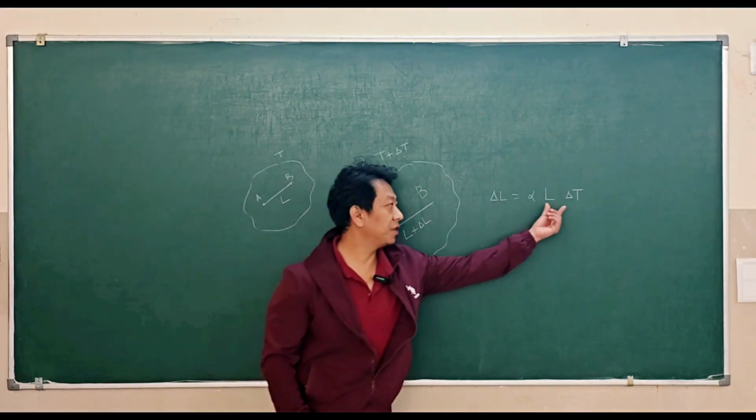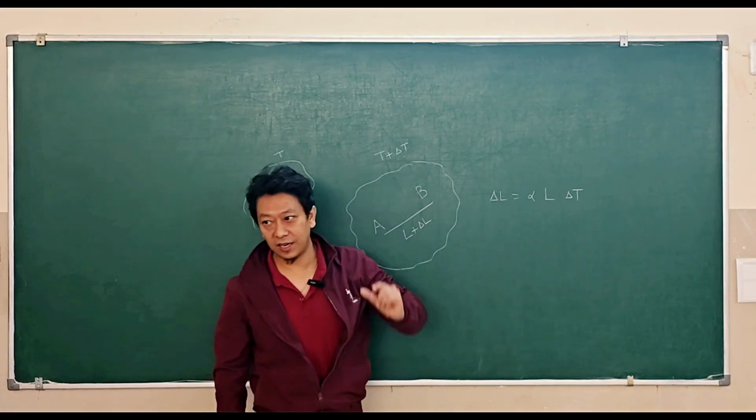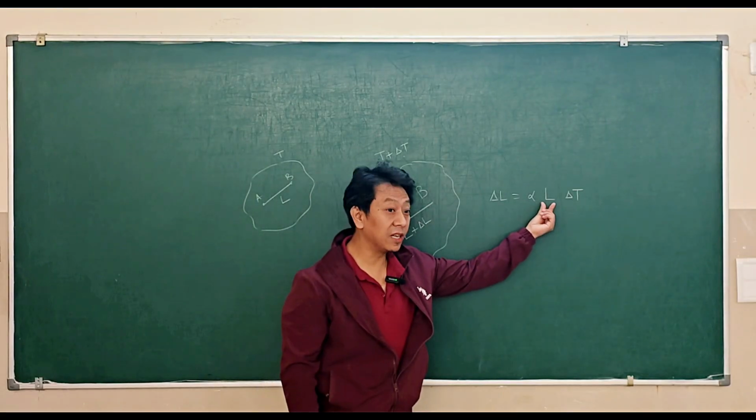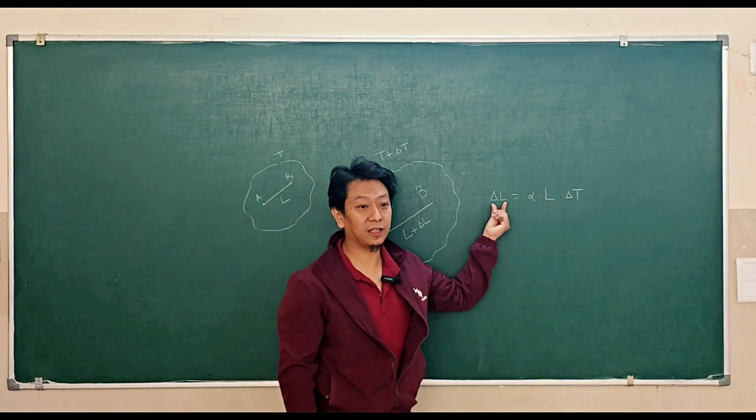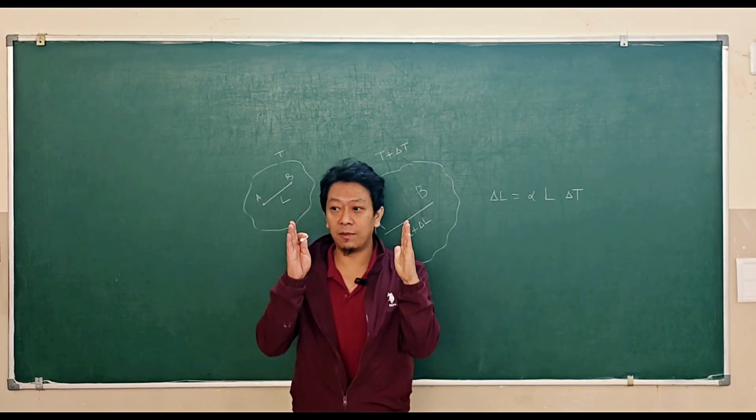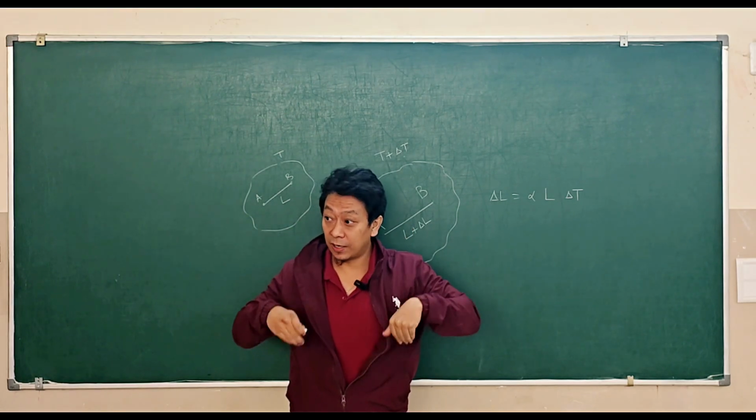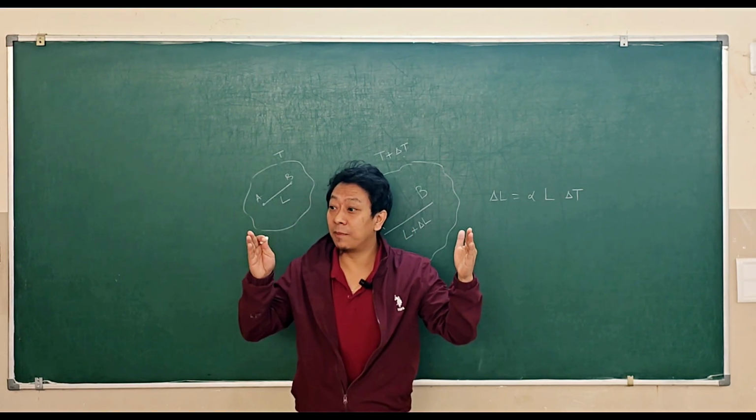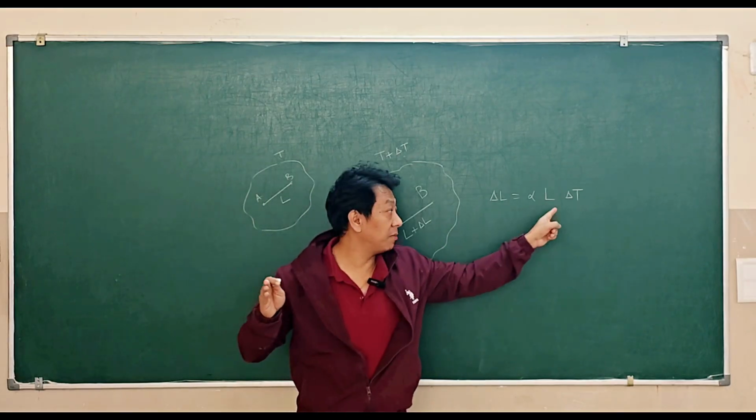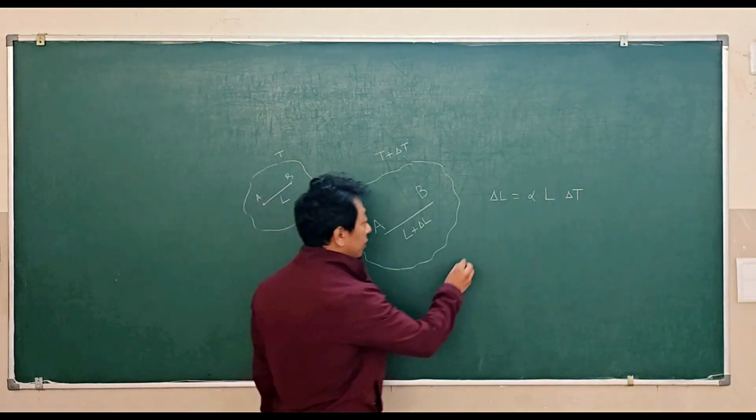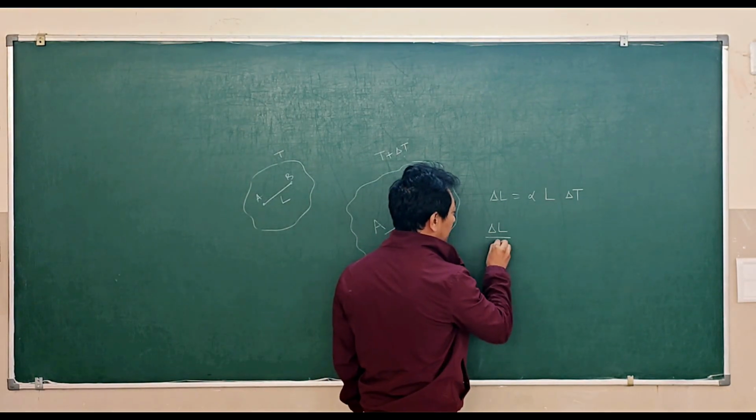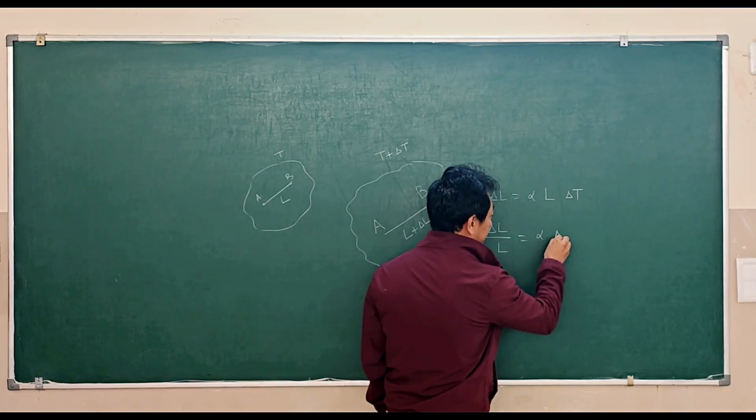So more is the change in temperature, more is the change in length, and more is the starting length, more is the change in length. That is, if I start with 1 meter and it expands by 1 centimeter, if I take 2 meter at the start, it will expand by 2 centimeter for the same change in temperature. So then delta L by L, we write alpha delta T.